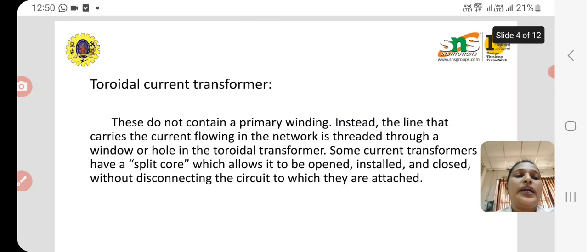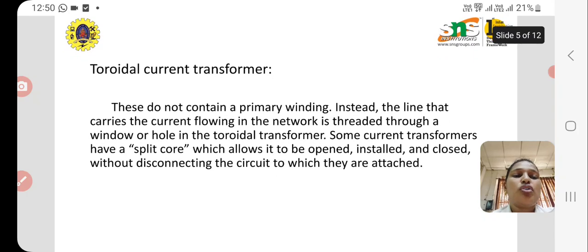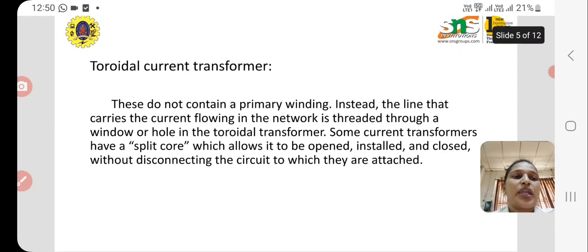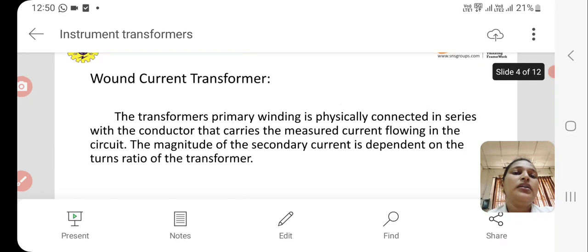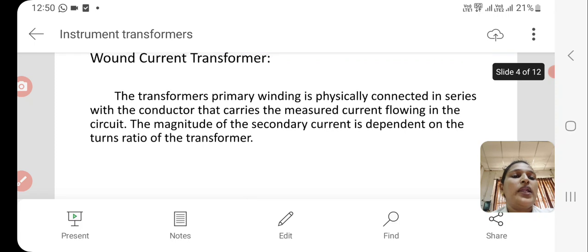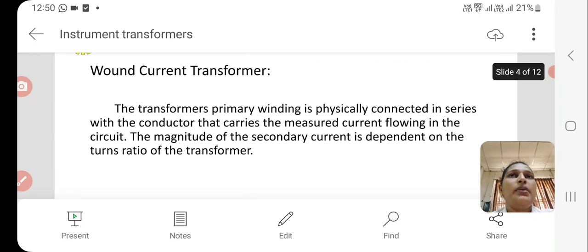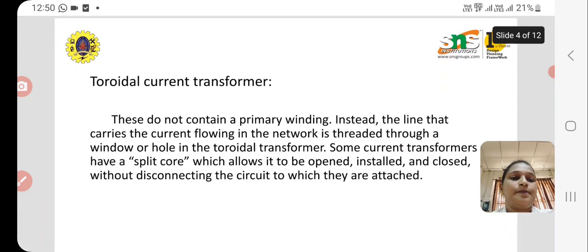In toroidal current transformers, there is no primary winding. Wound type transformers are basically like ordinary transformers. We have a primary winding and a secondary winding, and the primary winding is wound on the conductors. The secondary winding provides the corresponding step down secondary currents.